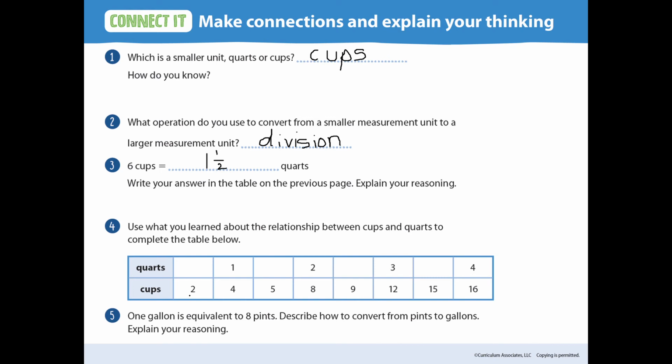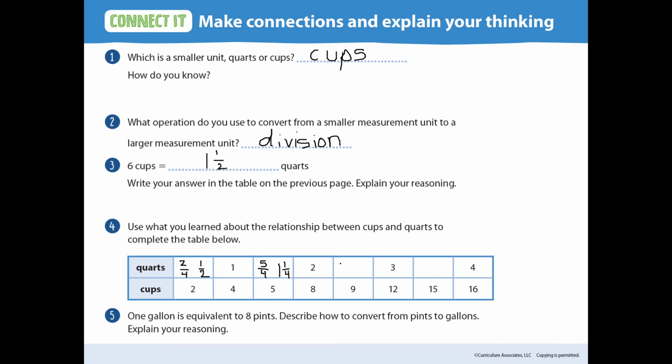So if I have 2 cups, I take 2 divided by 4, because there's 4 cups in a quart. 2 divided by 4, I can write like this, and I get 2/4, which is the same as 1/2. Okay, 5 divided by 4. So 5 cups would be 5 divided by 4, which is the same as 1 1/4 quarts.